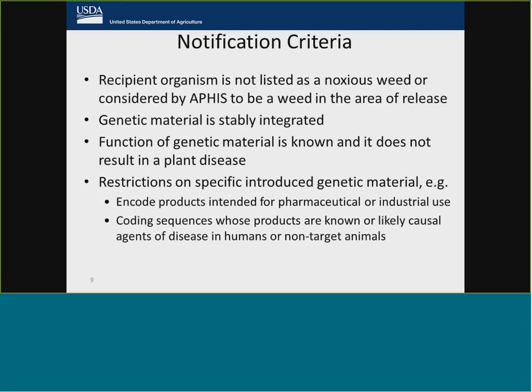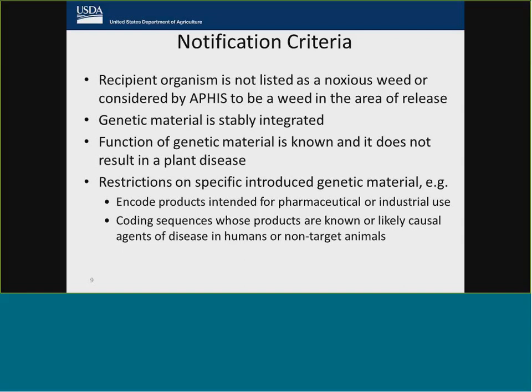I'll briefly go over the notification criteria for GE plants. I'm not going to go through all of them, but basically they include that the recipient organism, so the plant, can't be listed as a noxious weed or considered by APHIS to be a weed in the area where it's going to be released. And we do have a list of noxious weeds under a different part of our regulations at 7 CFR Part 360. The genetic material has to be stably integrated into the organism, and its function needs to be known, and it can't result in plant disease.